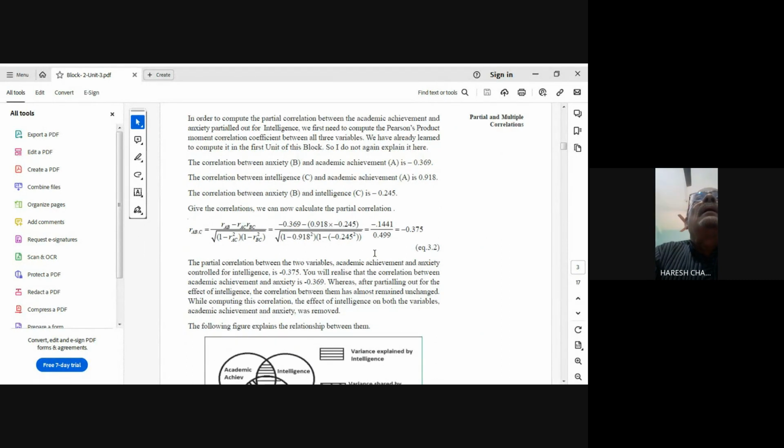Now, do you get an idea about this calculation? What is r A B dot C? Once you get the three correlations, the formula is very simple here. It is written what is r A B, what is r A C, like that. And finally your partial correlation is minus 0.375.